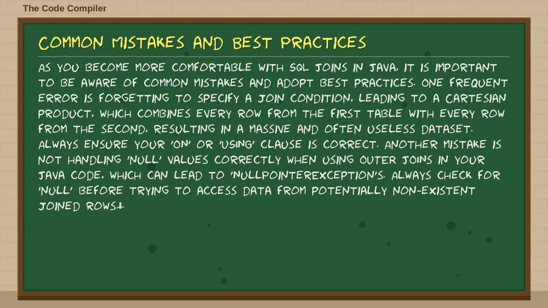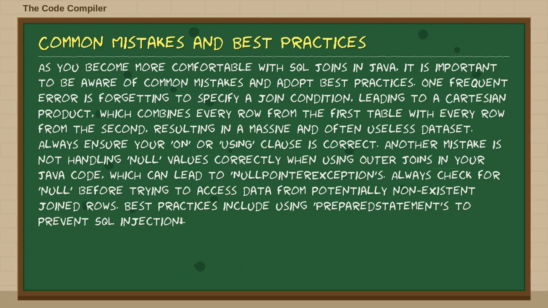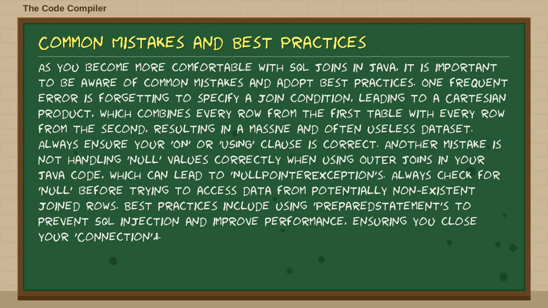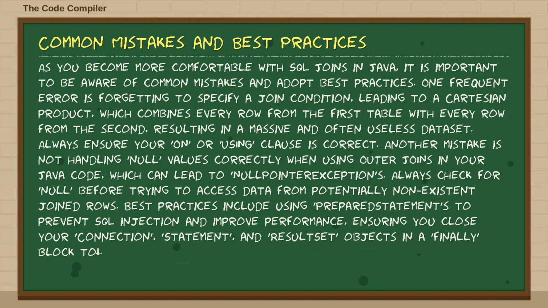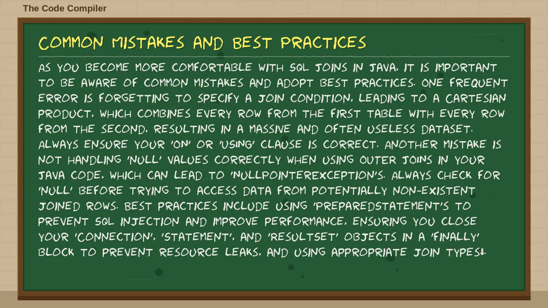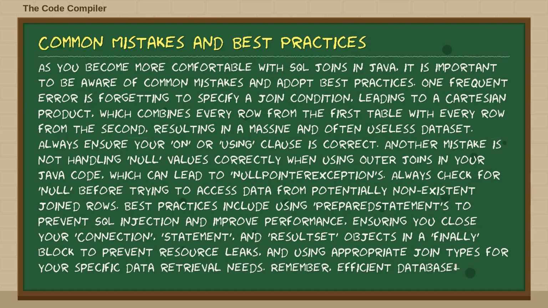Best practices include using prepared statements to prevent SQL injection and improve performance, ensuring you close your connection, statement, and result set objects in a finally block to prevent resource leaks, and using appropriate join types for your specific data retrieval needs. Remember, efficient database interaction is key to robust Java applications.